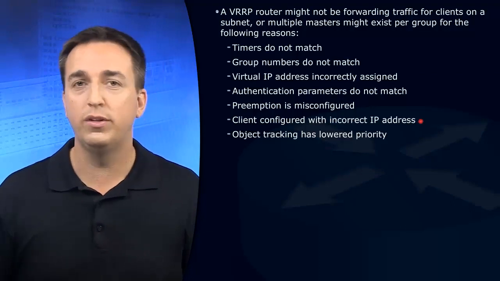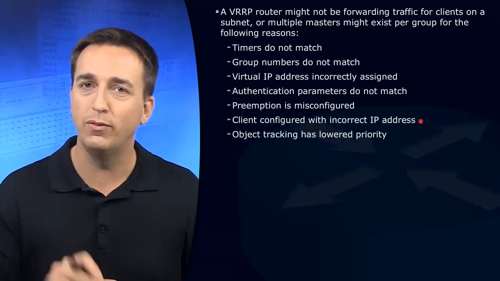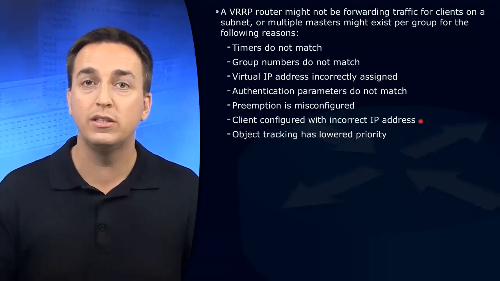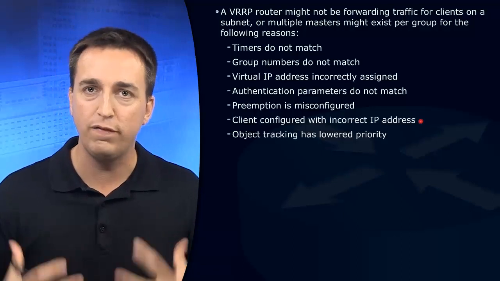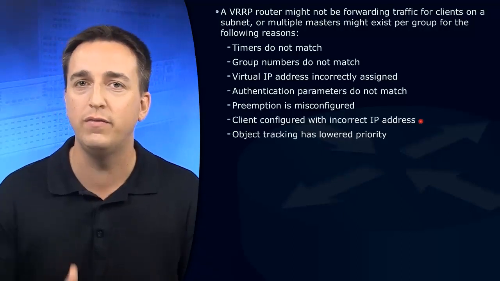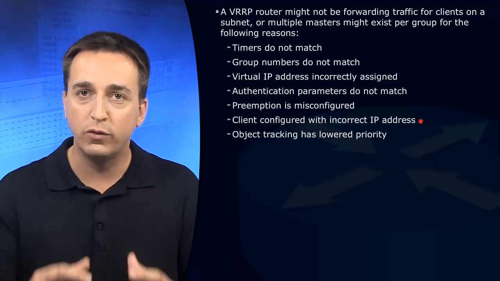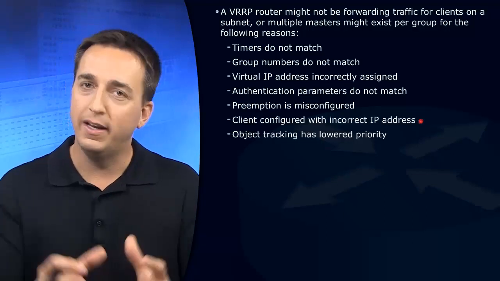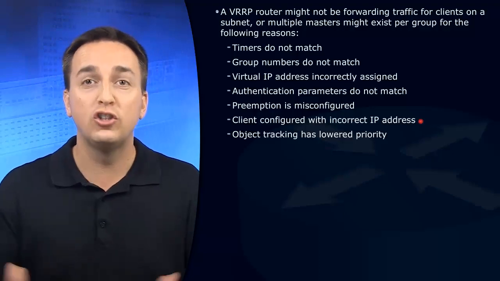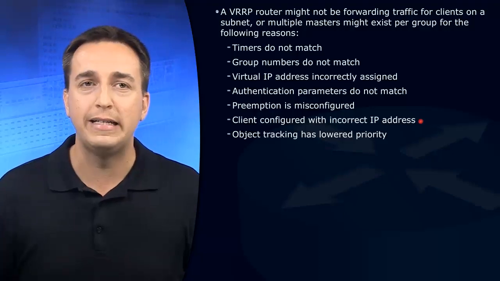Client configured with the incorrect IP address, something we really have to be aware of. That client, it needs an IP address specified as its default gateway. If that is not the IP address that is being used by the VRRP group as the virtual IP address, then our VRRP feature solution is not going to work as we intended to.